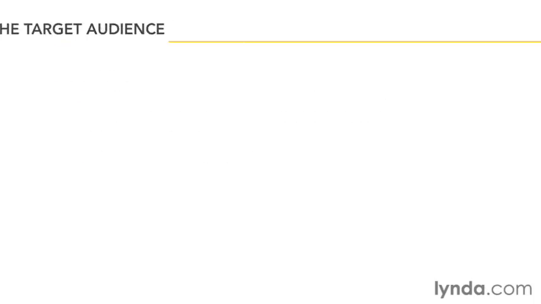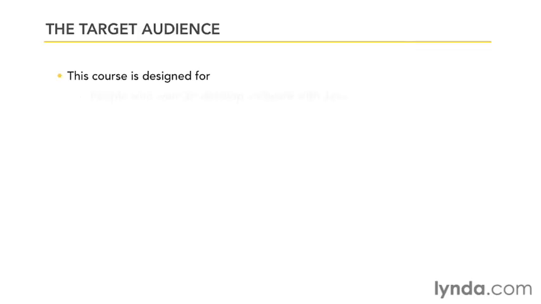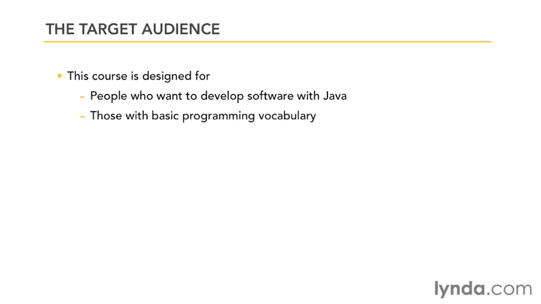So who's the target audience for this particular course? The course is designed for anybody who wants to build software using the Java programming language, but specifically, it's designed for those who already have a basic programming vocabulary. Software developers, as with many trades, have their own unique vocabulary, incorporating terms that they all understand. Many of these terms have different meanings from one programming language to another, but programmers can talk to each other. So if you're not sure whether you have that vocabulary already in place, here's a little test.